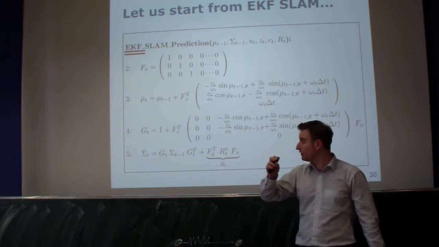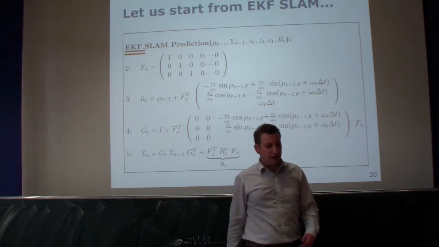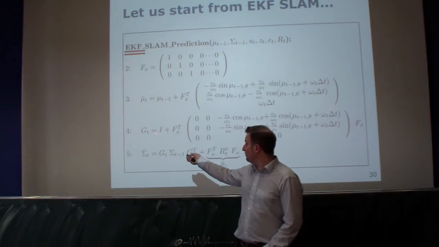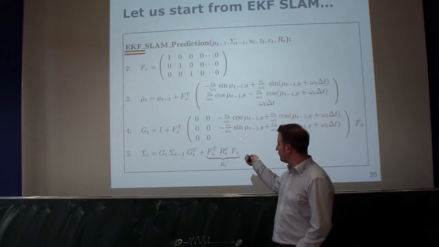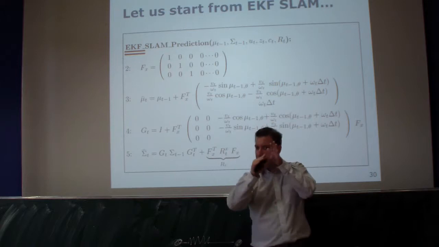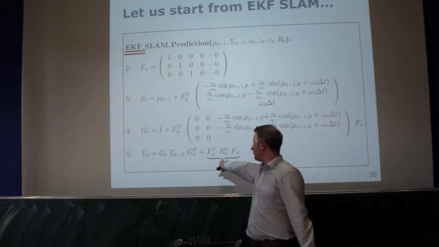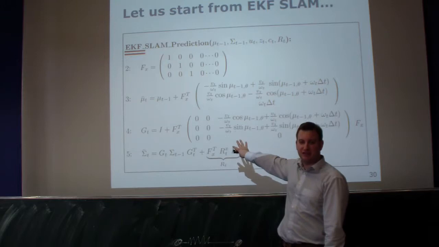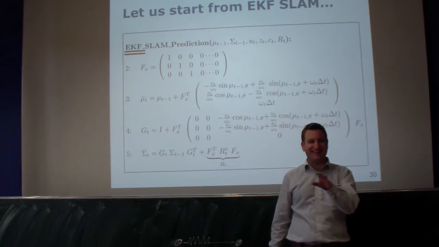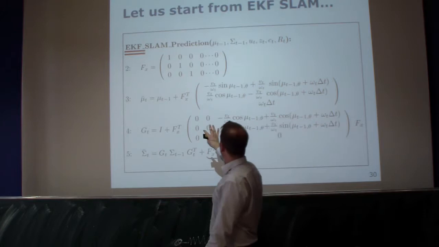Steps 4 and 5 are the update of the covariance matrix. We first have to compute the Jacobian, which is the identity matrix plus this element in the 3x3 block corresponding to the robot's pose. So it was the identity for all the landmark part of the state vector, and we did the update in the 3x3 block, which represents the robot's motion. And then the standard update formula for the covariance. So this is just copy-paste from the EKF SLAM chapter. You look as if you don't believe me, but this is exactly a copy-paste operation from the other chapter.